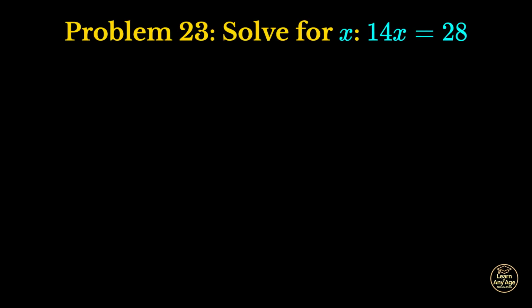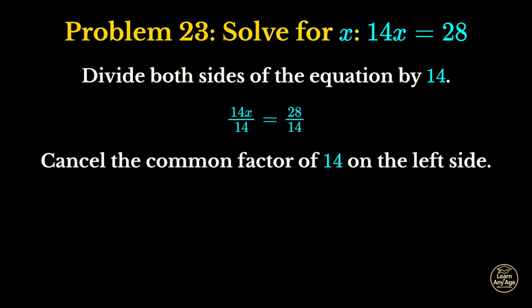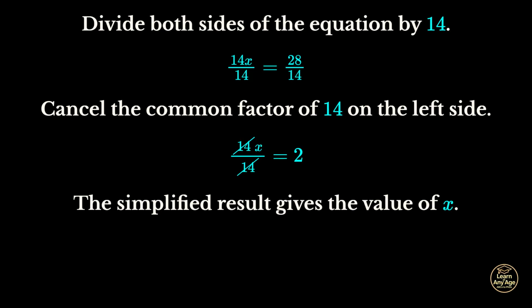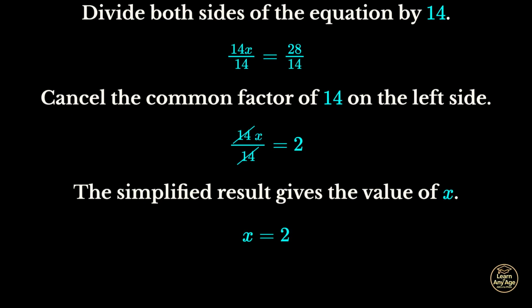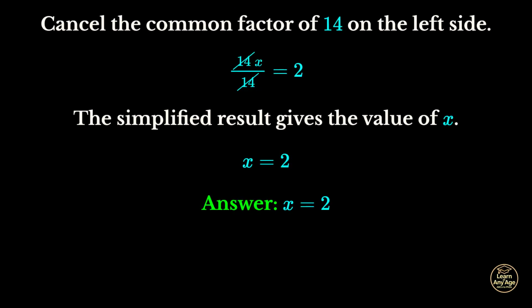Problem 23, solve for x, 14x equals 28. Divide both sides of the equation by 14. 14x over 14 equals 28 over 14. Cancel the common factor of 14 on the left side. 14 cancelled out, x over 14 cancelled out equals 2. The simplified result gives the value of x. x equals 2. Answer, x equals 2.